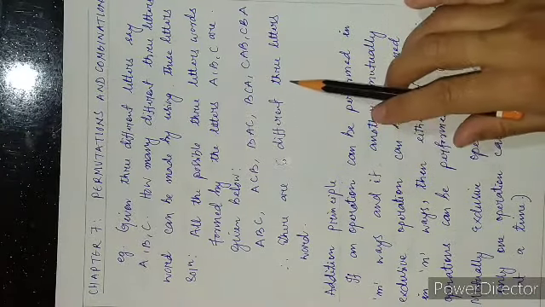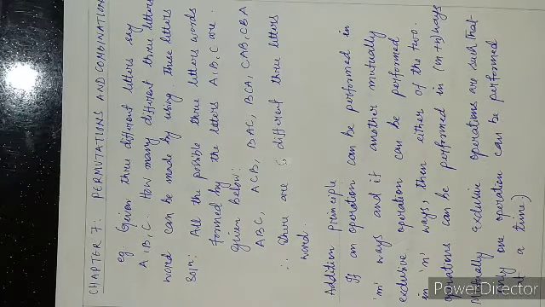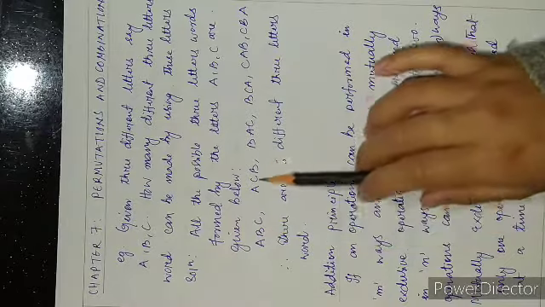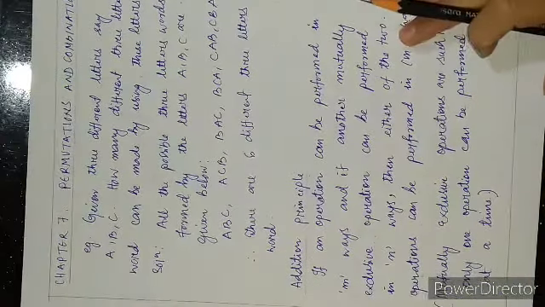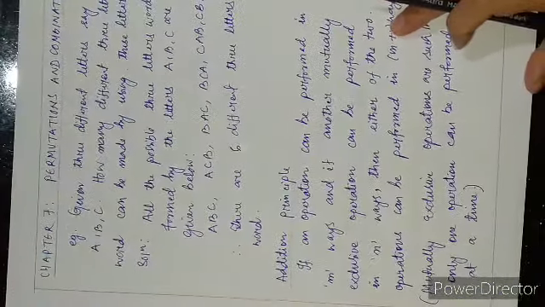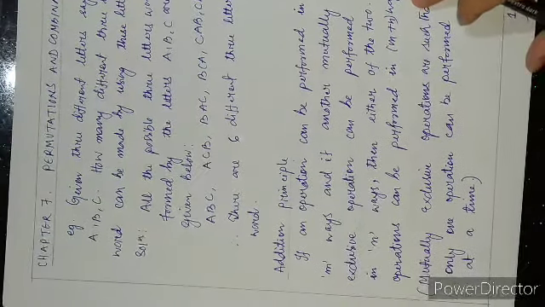And so there are 6 different three-letter words that can be formed from the three letters. Each such arrangement is called a permutation. To find the total possible arrangements of permutations, there are two rules: number 1, the addition principle, and number 2, the multiplication principle.